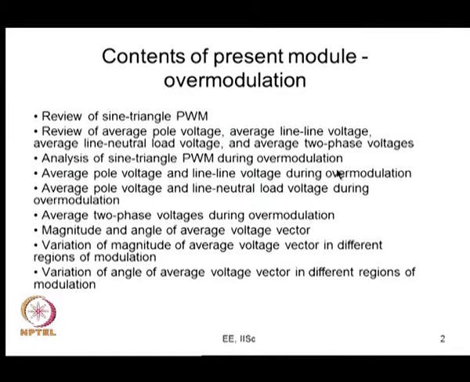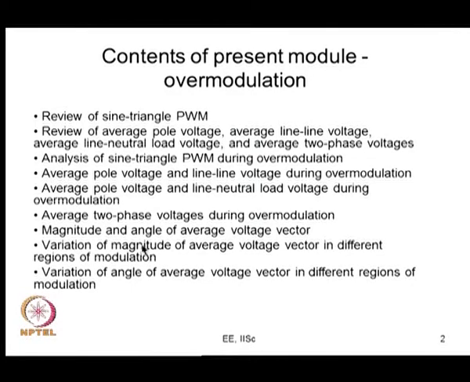We looked at how the average pole voltage varies. For example, the variation in average pole voltage will be just sinusoidal in sine triangle PWM if it is linear modulation. If it is overmodulation, it is sinusoidal but a peak clipped sinusoid. Correspondingly, the average line to line voltages are no longer sinusoidal; they are non-sinusoidal, with low frequency harmonic content. Again, the line to neutral voltage has low frequency harmonics and is non-sinusoidal. This 3-phase line to neutral load voltage can be transformed into 2-phase voltages, and they also have low frequency harmonic content.